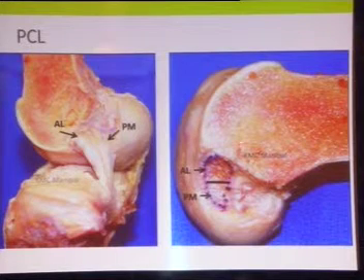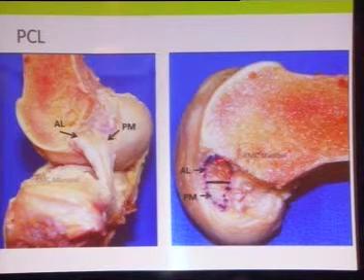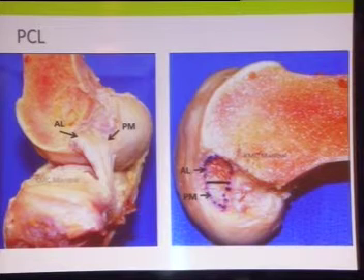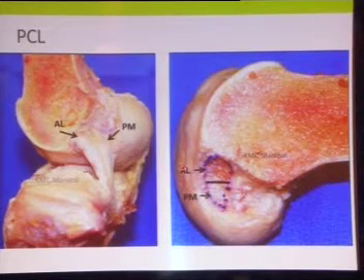You see the footprint is huge. So if you do a single bundle, you are just doing the AL bundle. AL, that means it is shallow and high.